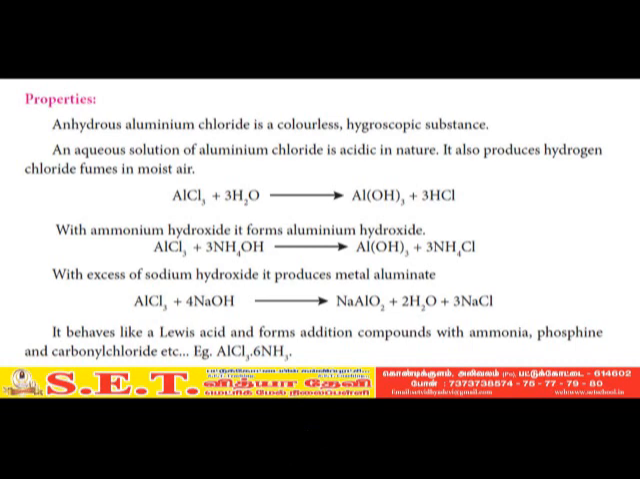It behaves like a Lewis acid. Aluminum chloride behaves like a Lewis acid. Lewis acid means that when involved in coordinate bond formation, it accepts the lone pair of electrons. So it is called a Lewis acid. A Lewis base is a donor of electrons. So aluminum trichloride acts as a Lewis acid.